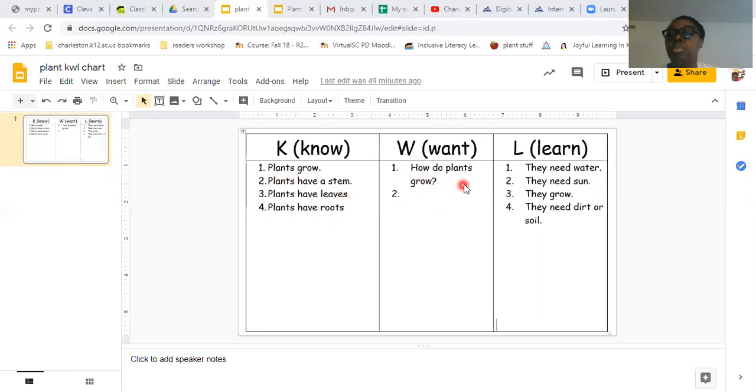Then we wrote what we want to know. We wanted to know, how do plants grow? That was a question that we asked. Most times when you're doing science, you have a question and then you do things to figure out the answer, like experiments. Some things that we learned is that in order to grow, plants need water, sun, and dirt or soil. If you think of some other things that you want to put into this KWL chart, you can do that also.